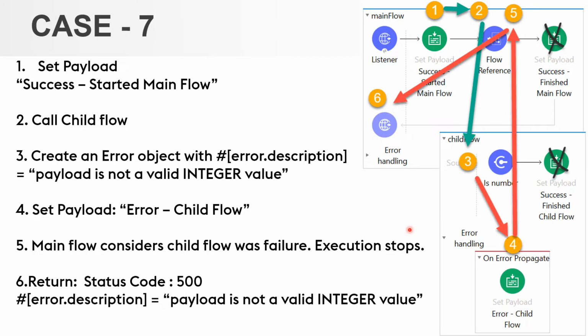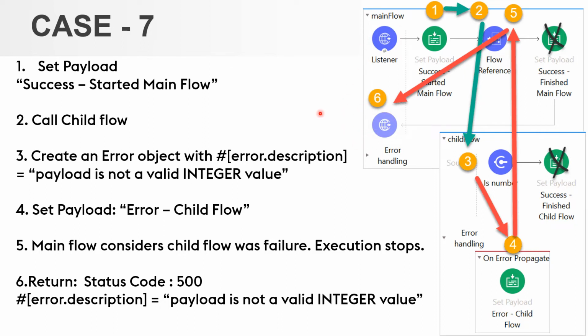Next case is again a very minor variation in the earlier example. Here in the child flow, we have on error propagate. So how will your flow work? First in set payload, you are setting payload to success started main flow. Then your control will go to flow reference. Flow reference will then call your child flow.